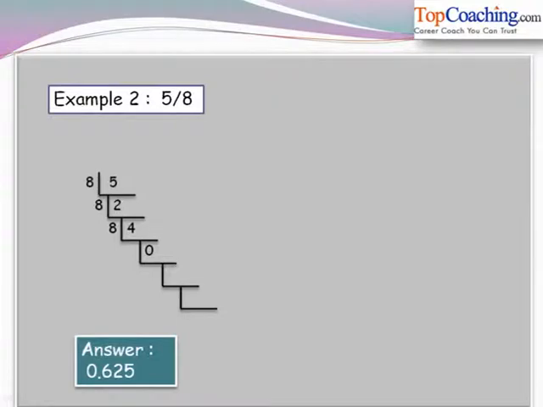Next, take the next case as 5 by 8. So we take the fraction as 5 by 8 or the real number as 5 by 8. Now when we divide 5 by 8, what we get is the answer 0.625. We haven't shown the steps of division, but that's something you can always do on a piece of paper. So the final answer is 0.625. And what's so special about 0.625? We see that it's clearly a terminating decimal. Thus 5 by 8 is a terminating decimal number.